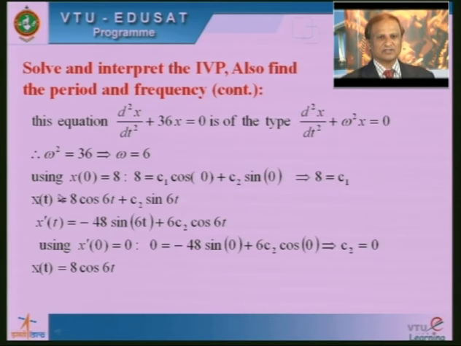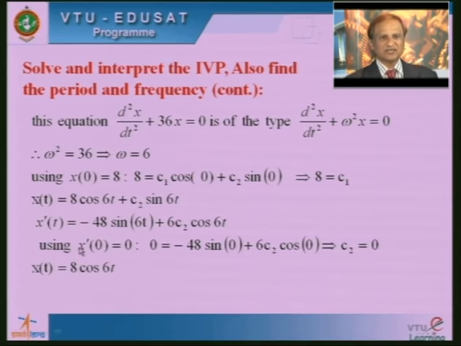Suppose I want to use another condition, then I have to differentiate the solution. x of t is equal to 8 cos 6t plus C2 into sin 6t. If you differentiate, 8 is constant, so you can keep it as it is. Derivative of cos 6t is minus 6 into sine of 6t. After simplification, I hope we can obtain minus 48 sin 6t plus 6 times C2 into cos 6t.